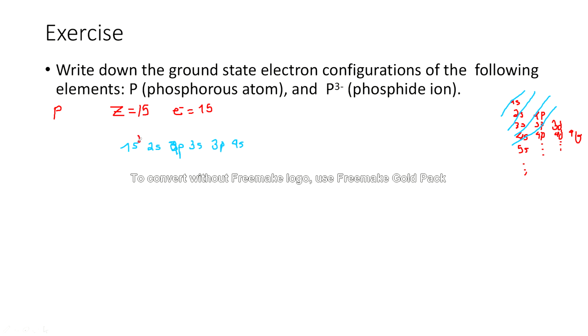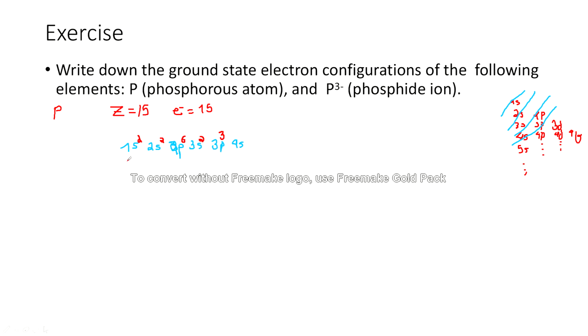The s orbital has 2, the s orbital has 2, the p orbital can hold 6 electrons, the s orbital can hold 2 electrons. So we have 2 plus 2 plus 6 plus 2, that is 12. We still have 3 more electrons to organize. The p orbital is supposed to hold 6, but we only have 3 left. So the electron configuration of phosphorus will be 1s2, 2s2, 2p6, 3s2, and then 3p3.